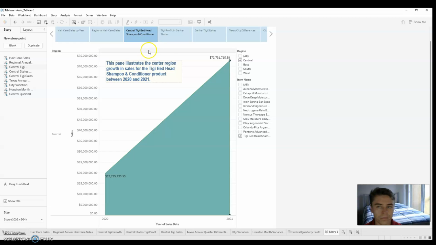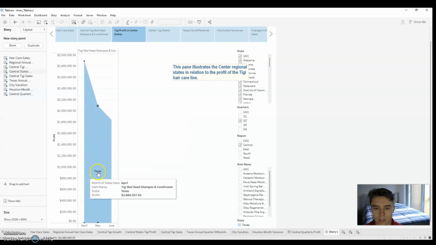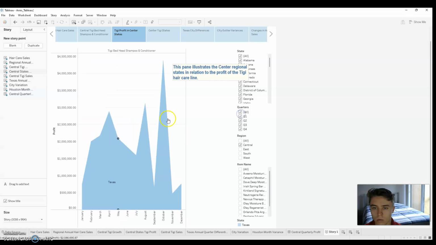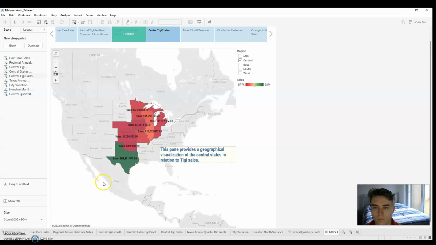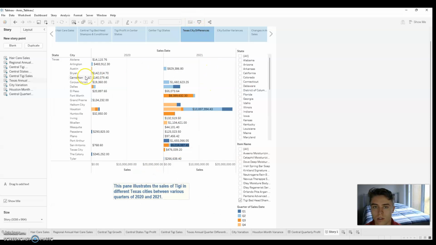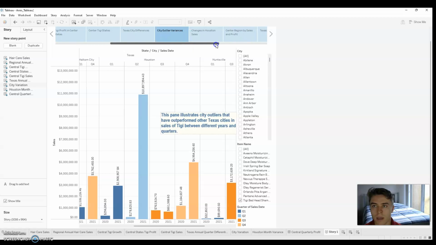Following this trend, we're looking at a $53 million exponential growth between the 2 years within that central region, which led me to ask what states contribute the most towards this. And we see that Texas has the greatest overall growth, which is also supported by this pane, which led me to ask which cities are contributing the most towards an increase in Tiggy sales. And here we have outlying cities, which are included in the next pane.